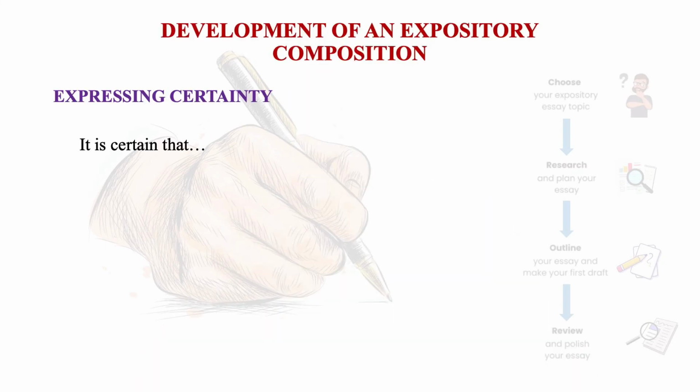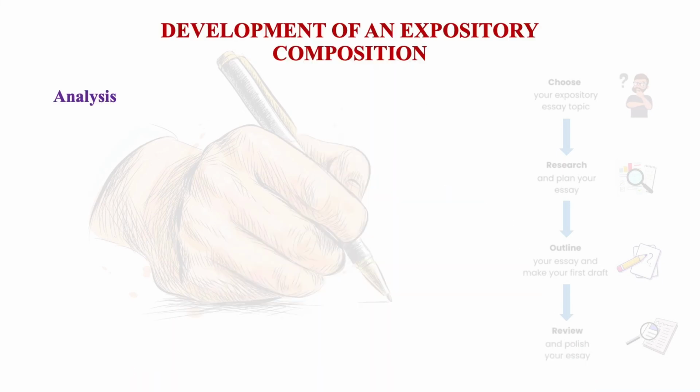So these are addition markers which are used to describe, or you can say expand, the composition. You can also make use of certain techniques to express certainty. Suppose you want to talk about certain things of which you are very sure. So you can make use of expressions such as it is certain that, or it is true that, or it is clear that, it can be observed that, it can be seen that. So all these things will come under transitional markers.